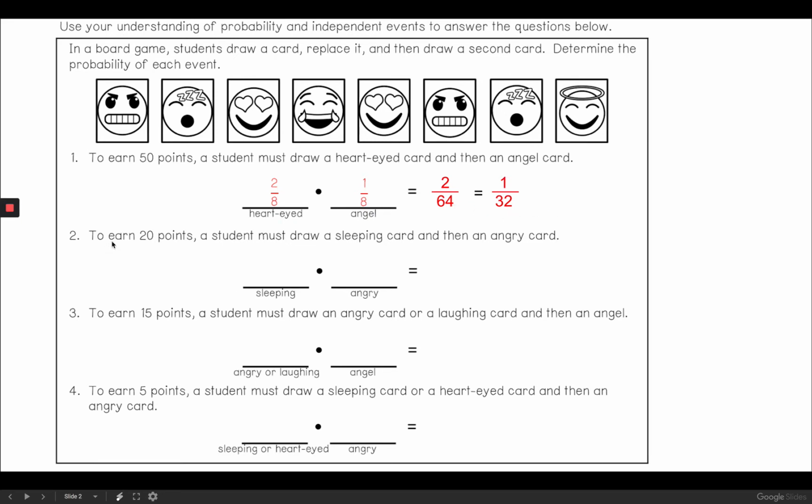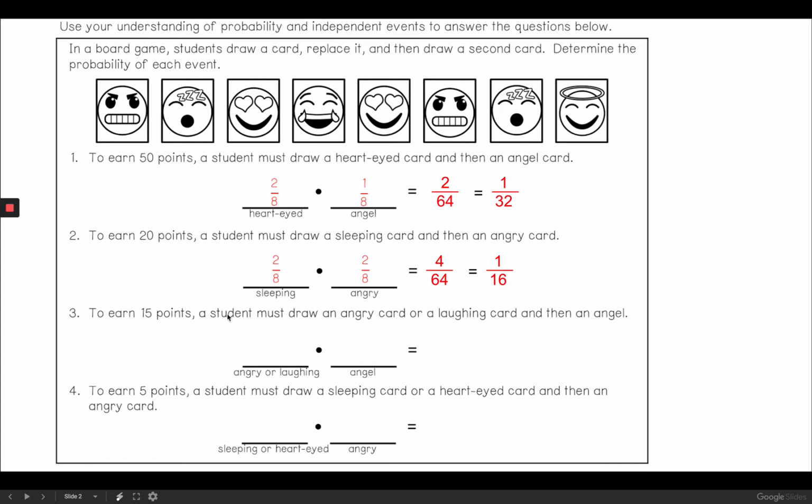Okay, next one. To earn 20 points, a student must draw a sleeping card, then an angry card. So I find out there are 2 sleeping cards, so I would put 2 out of 8 again. And the angry card, it looks like there are 2 angry cards. And then I would just multiply straight across. Now you could reduce from the start. You could reduce this to 1/4 and that to 1/4. That would make it a lot easier. But if you're not very good at reducing, then you can just multiply straight across and get 4/64, and then divide both of those by 4 to get 1/16.